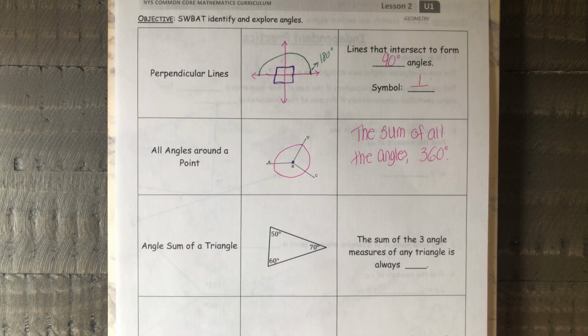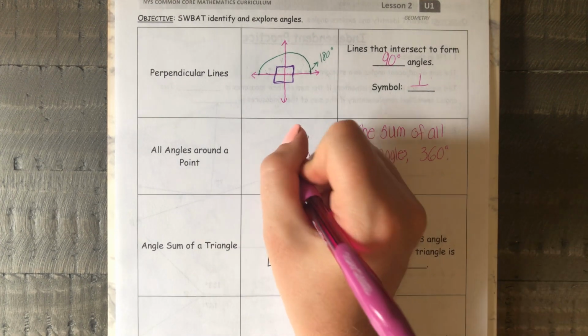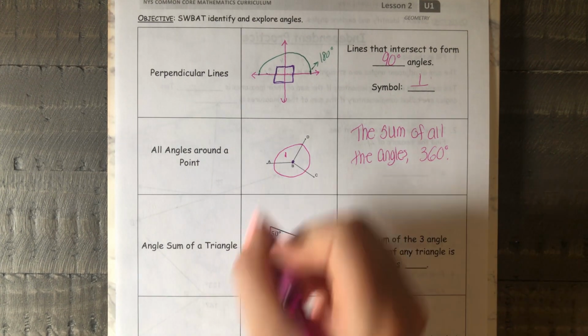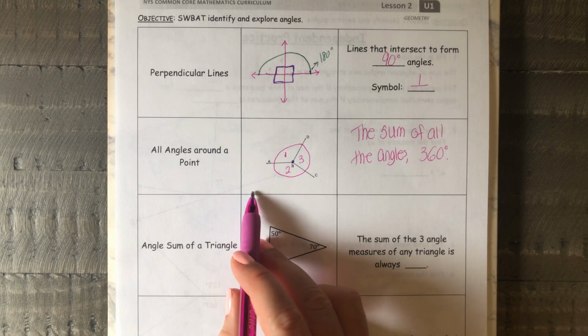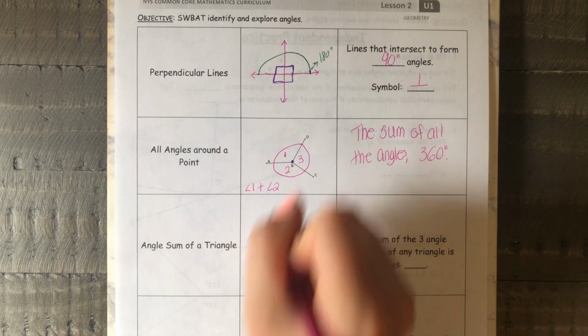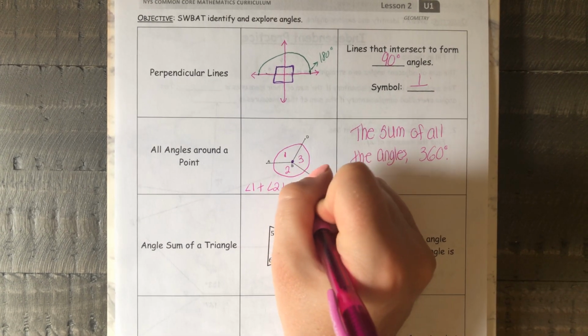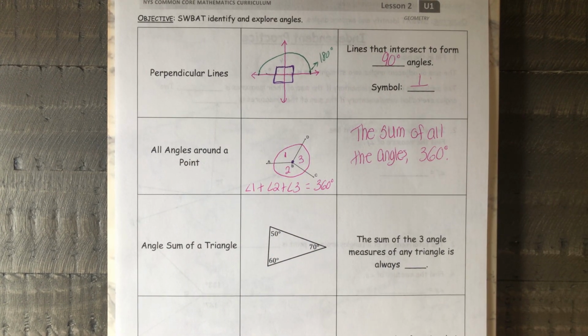Then I'm going to ask myself, how many angles are around this point? I can see I have angle number 1 right here, angle number 2 right here, and then angle number 3. So it looks like I have 3 different angles. And I know that all 3 of those angles should add up to 360 degrees. So I'm going to give us a little example down below. If I add angle 1 to angle 2, and add that to angle 3, it should equal 360 degrees.